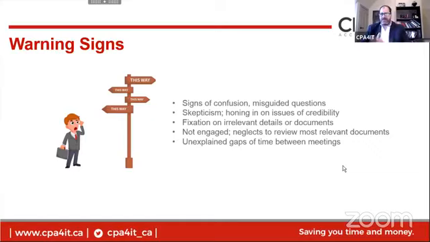And again, just signs of confusion, skepticism. If they're fixating on some specific documents that really don't matter, those can be warning signs that this has gone off the rails. When things go off the rails, it's really critical, if you're dealing with this on your own, to make sure that you're bringing in a knowledgeable professional, because being penny wise and pound foolish can be very dangerous when you're dealing with an audit.